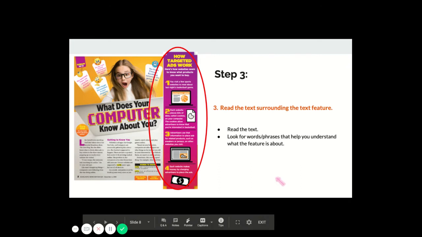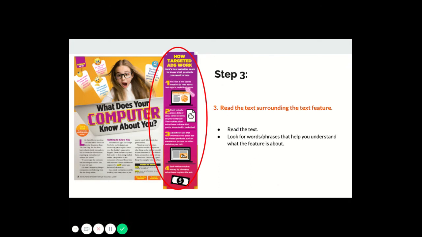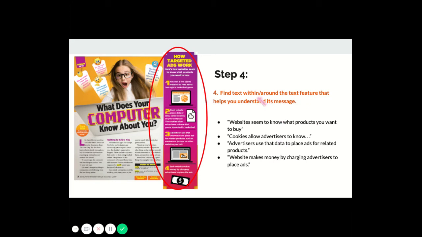And step 3, I'm going to read the text that surrounds the text feature. So I'm going to take the time to read all of this. I mean, it's not a whole lot. I'm going to take the time to read the information. I'm going to look for words and phrases that help me understand what is going on in this text feature or what it's about. So after I do that, I'm going to find that text around the text feature that helps me understand.